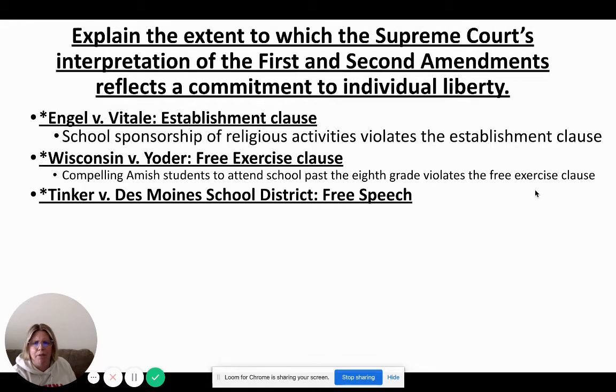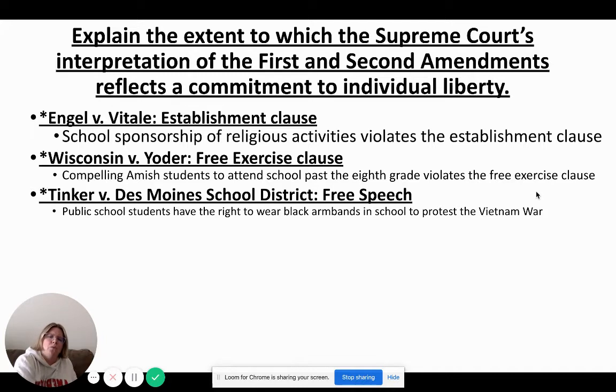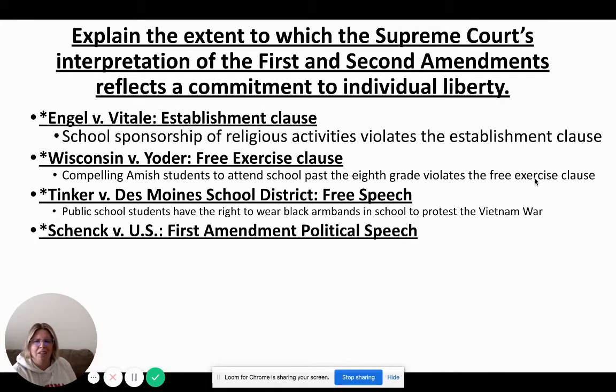Tinker versus Des Moines School District. Basically, this is a free speech case. The kids who wore the black armbands to school, and they basically said that was freedom of speech and freedom of expression, and that students actually do have that in school, as long as it's not disruptive. So there's a limit on that for sure.